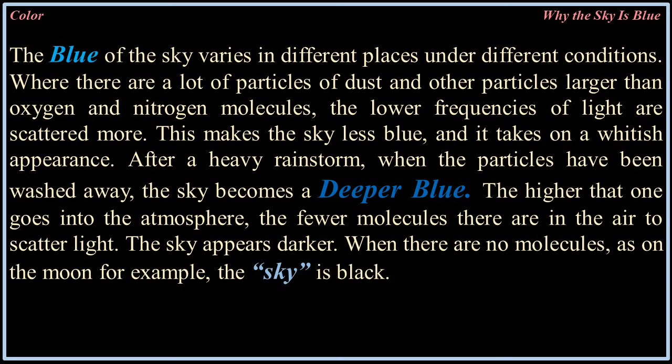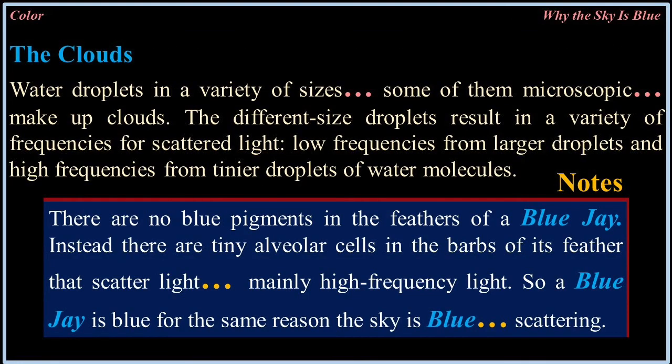The higher that one goes into the atmosphere, the fewer molecules there are in the air to scatter light. The sky appears darker when there are no molecules, as on the moon, for example. The sky is black.